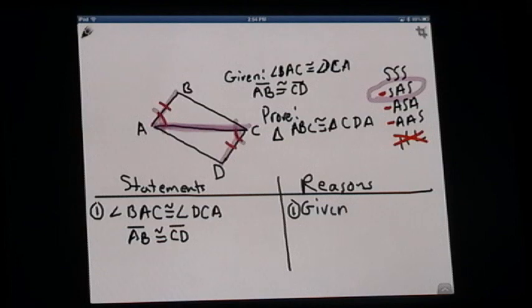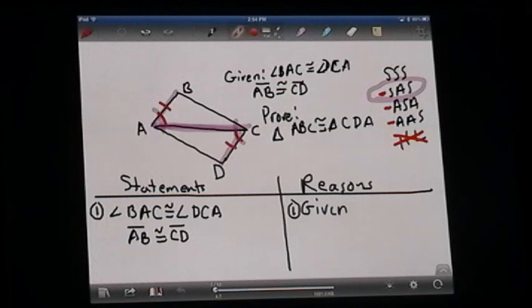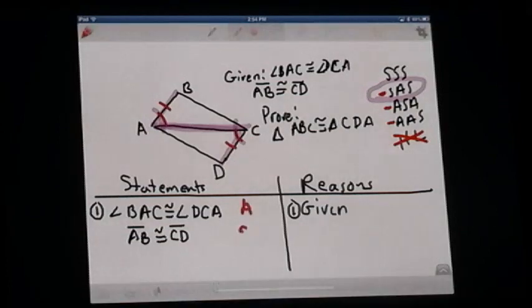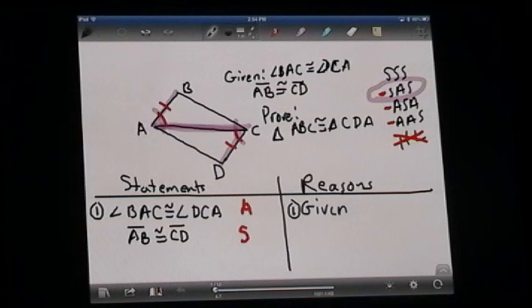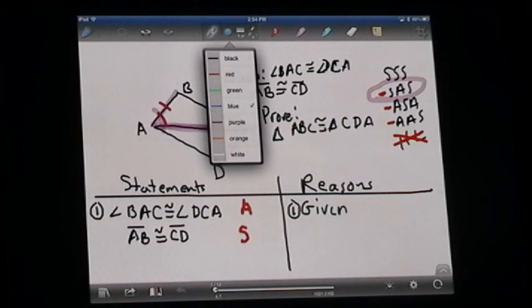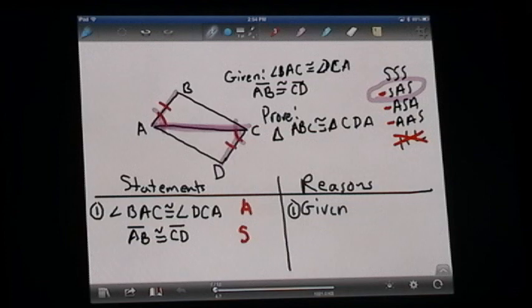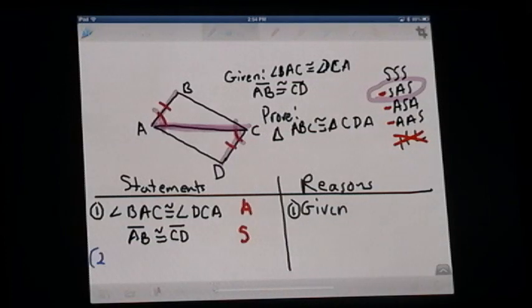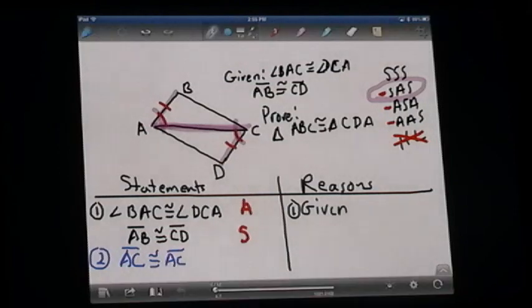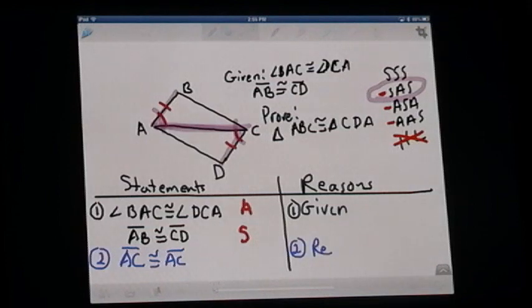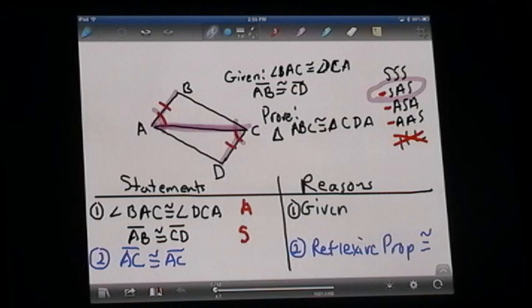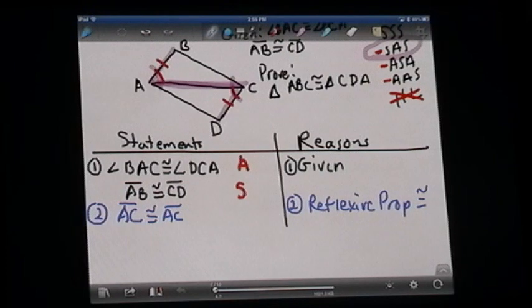All right, now I always try to mark what I'm trying to do here. I have an angle and I have a side. So now I have to do the other side. And I'm going to do this in a different color just to remind us that this was not given information. We had to figure it out. We know that AC is congruent to AC, and that is the reflexive property of congruence. And that would be my last side.